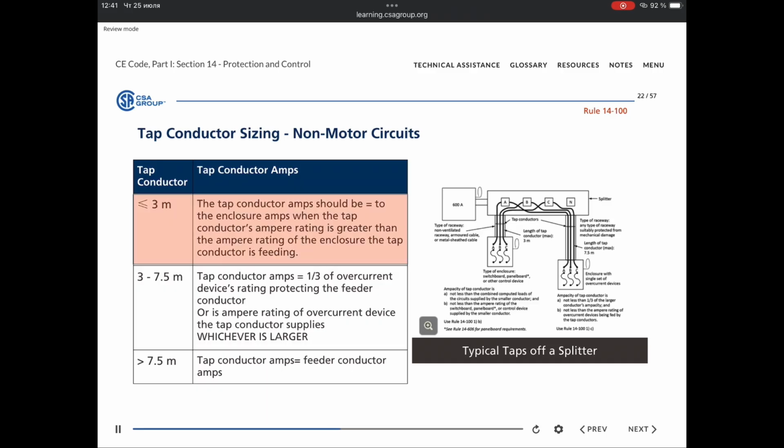For a tap conductor that is 3 meters or less, the ampacity must not be less than the load supplied by the smaller conductor, and not less than the ampere rating of the switchboard, panel board, or control device supplied by the smaller conductor. When the tap conductor exceeds 3 meters but is not more than 7.5 meters, a comparison is made. The tap conductor must have an ampacity that is equal to at least 1/3 the ampacity of the larger conductor, or the ampere rating of the equipment the tap conductor supplies, whichever is larger. When the tap conductor exceeds 7.5 meters, the ampacity of the tap conductor must be equal to or greater than that of the larger conductor. See a review of these rules in Figure 14-5, Typical Taps off a Splitter.